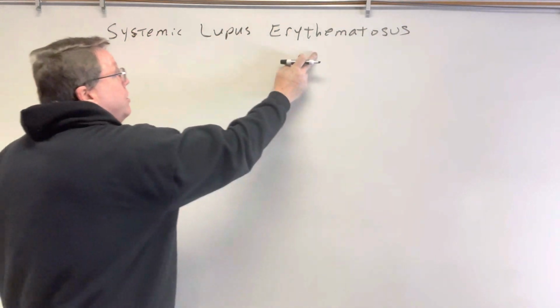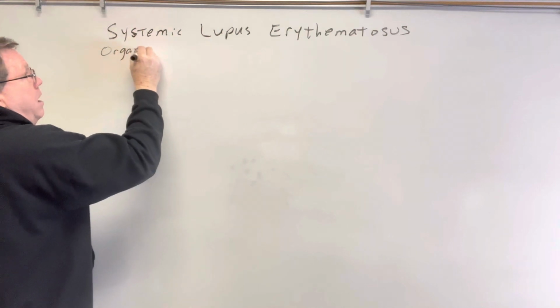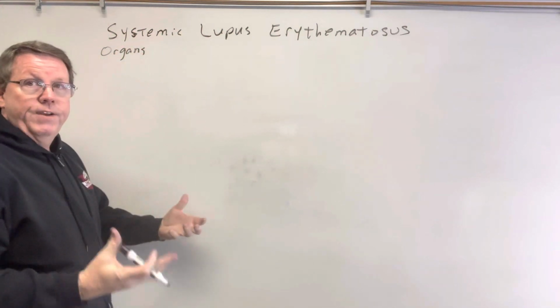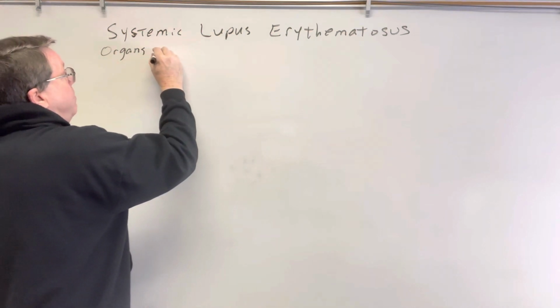So systemic lupus erythematosus, systemic basically means it affects organs in the body. Okay, it can affect whole systems or it can affect the whole body, right? But anyways, it's going to affect organs in the body.